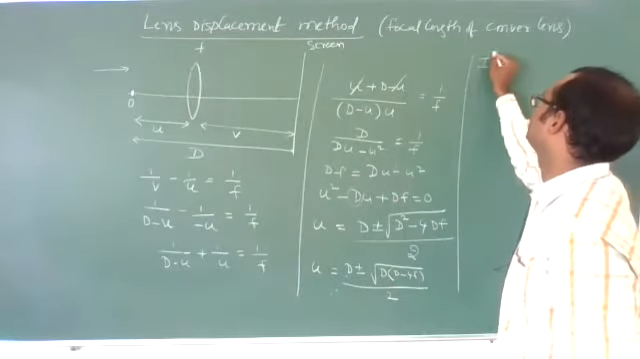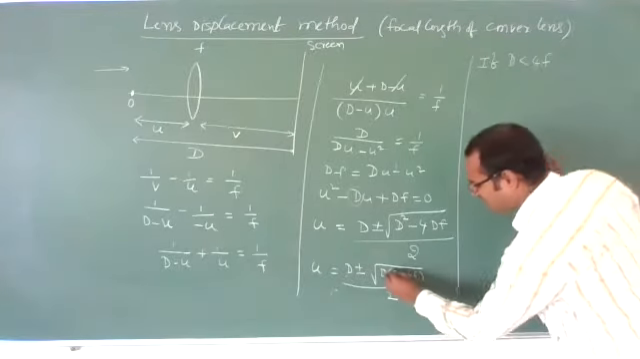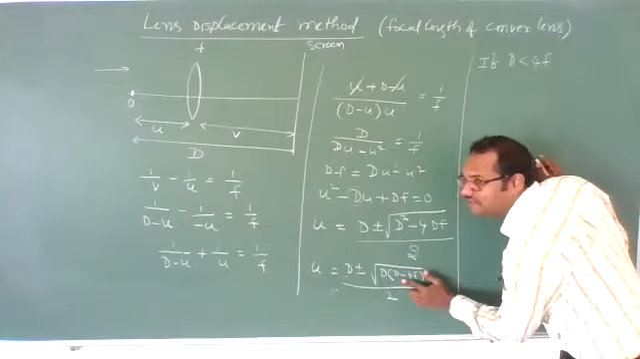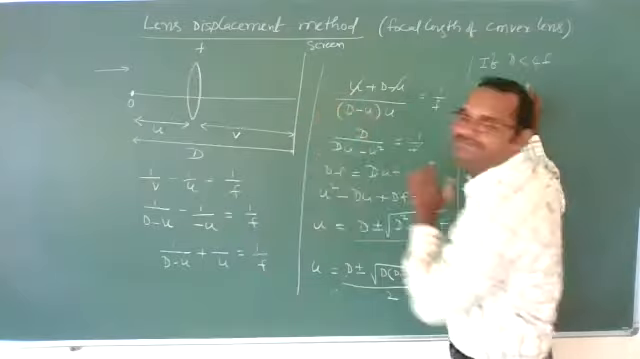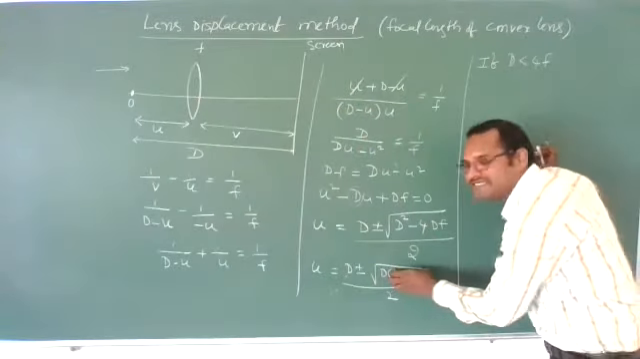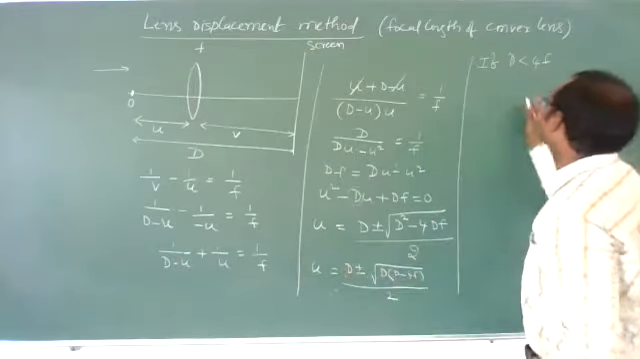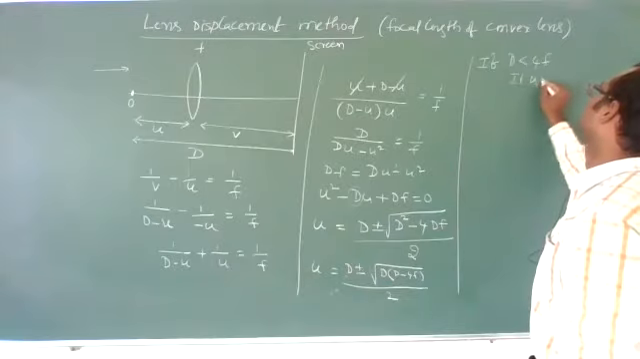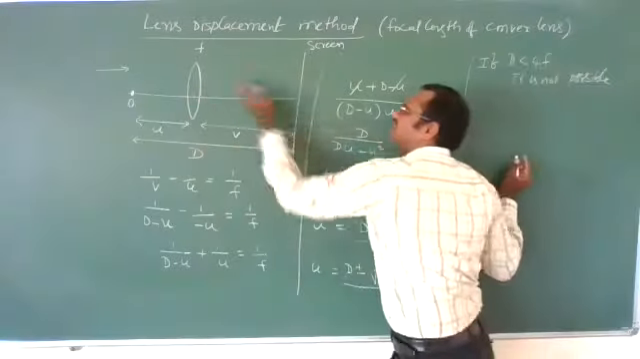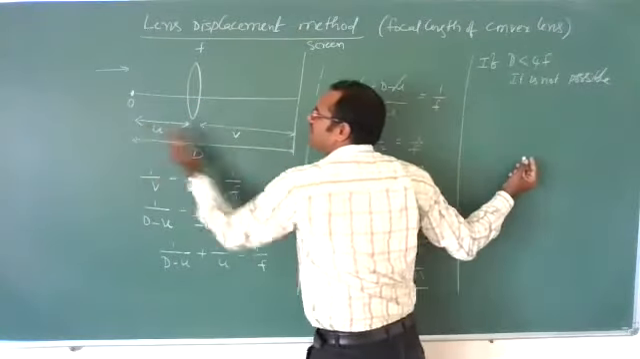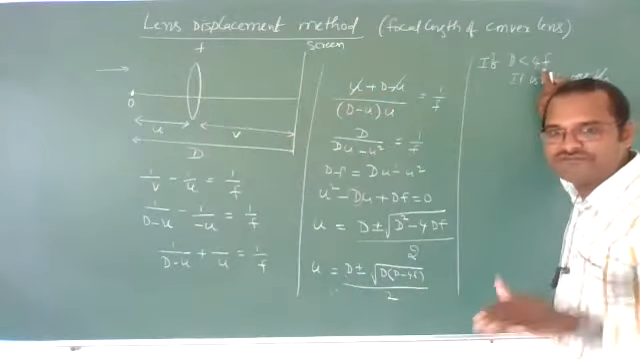If D is less than 4f, what will you get? You will get negative. That means this type of situation is not possible for getting the image on the screen. You will get imaginary numbers here, so you are not able to get the u value exactly. So it is not possible. Means to get the image on the screen, the distance between object and screen should not be less than 4f.